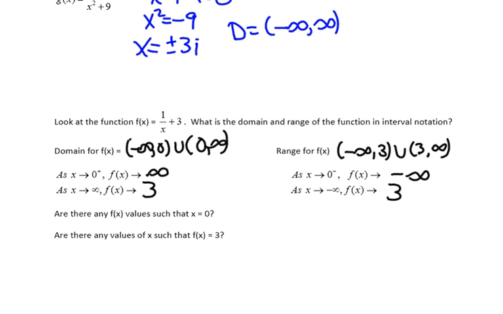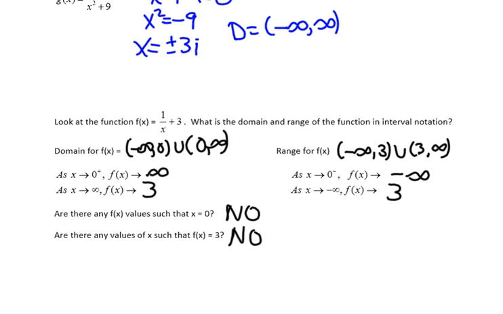Okay? So to summarize, are there any f of x values such that x is going to be 0? Answer is no, because 0 is not part of the domain. Are there any values of x such that f of x is going to be 3? Answer to that question is no, because the range does not include 3.